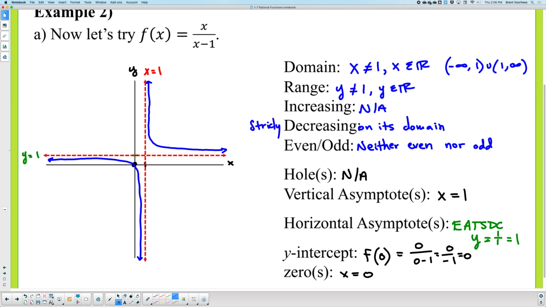So let's look more in depth at this function. Ruby, how you doing over there?